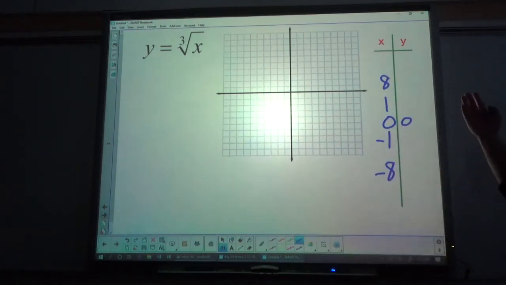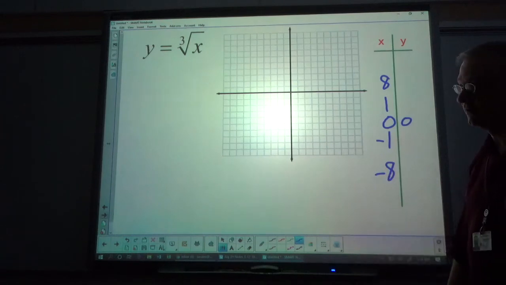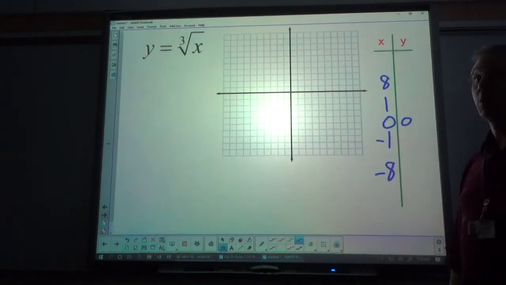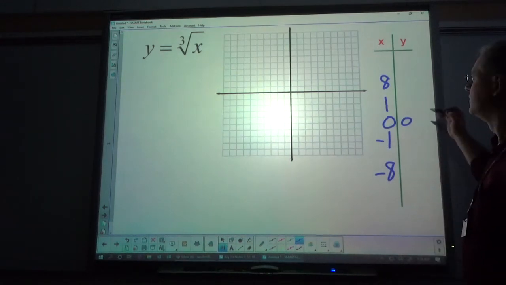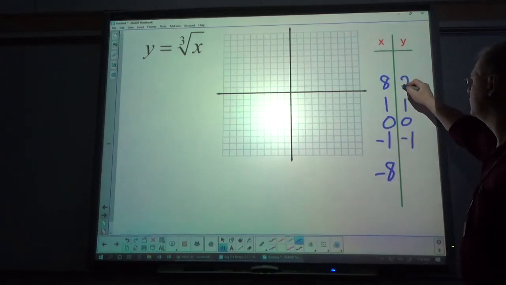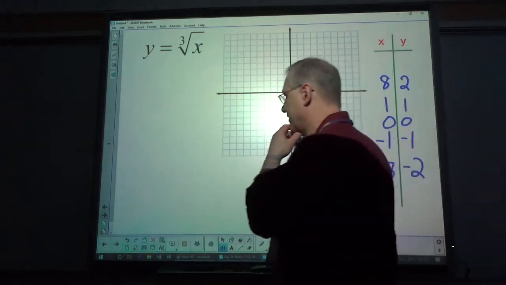You could have put them the other direction. It doesn't really matter as long as they're all there. The next one is 27, which is certainly not going to fit on my graph. I could do, for example, 1/8 and get 1/2, but I'm not going to do that. So the cube root of 1 is 1. The cube root of -1 is -1. The cube root of 8 is 2. Of -8 is -2.